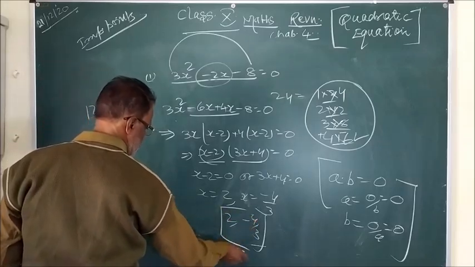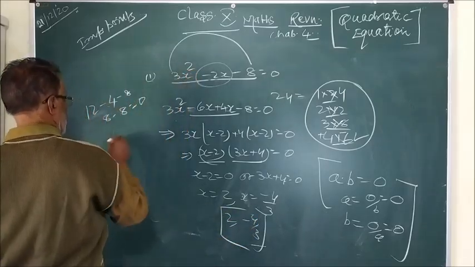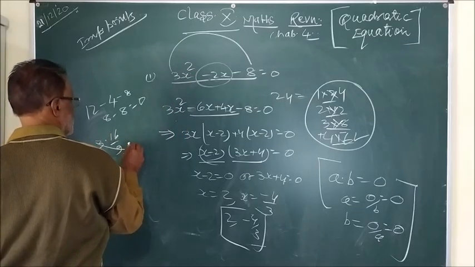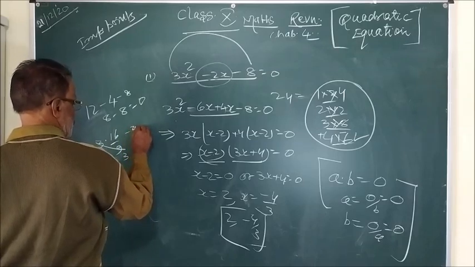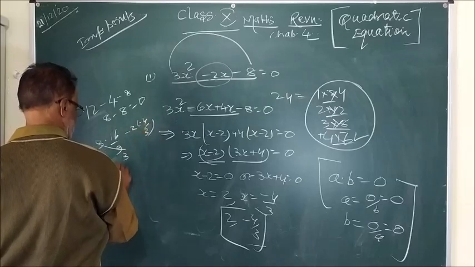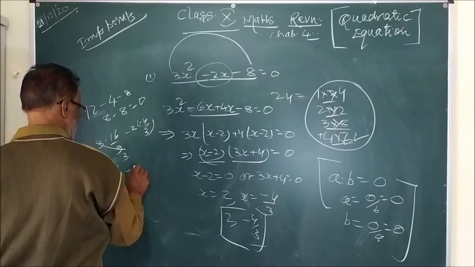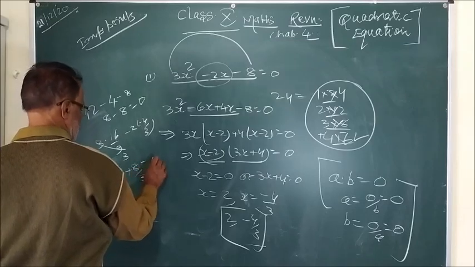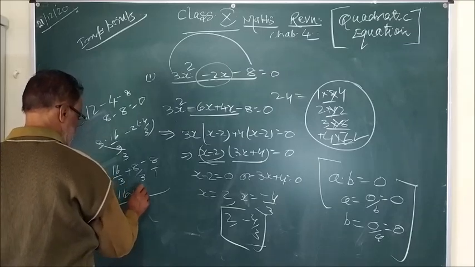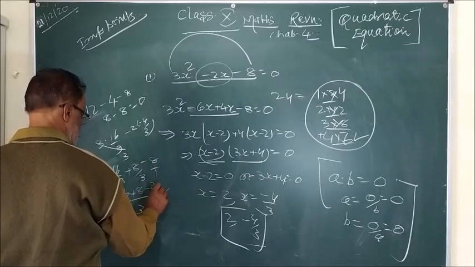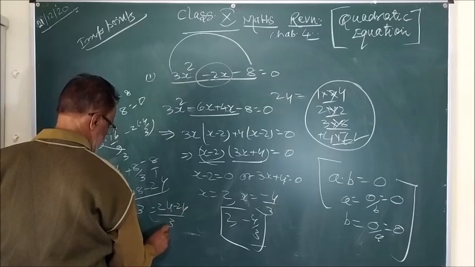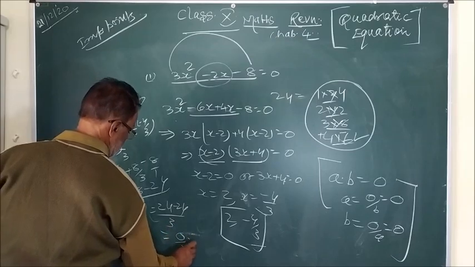Now you see, you put minus 4 by 3. Minus 4 by 3 squared will be 16 upon 9. This will be 3 into 16 by 9, minus 2 into minus 4 by 3, so this will be plus 8 by 3, and this will be minus 8. 16 by 3 plus 8 by 3, and this will be minus 8. LCM will be 3, this will be 16, this will be 8, and this will be minus 24. This will be 24 minus 24 by 3, 0 by 3, which means 0.